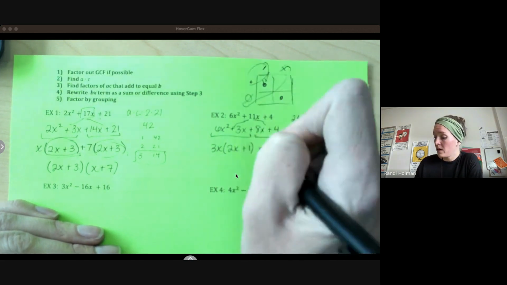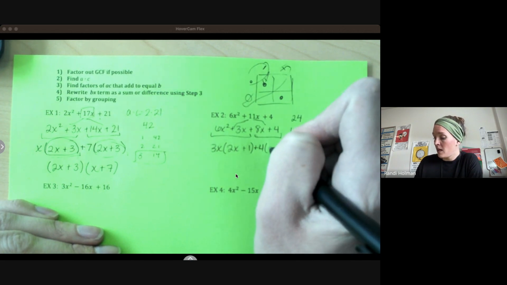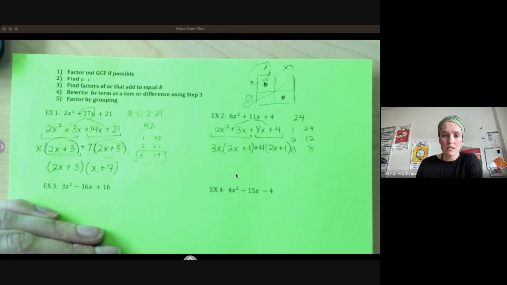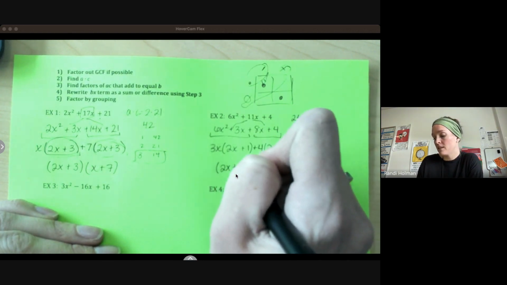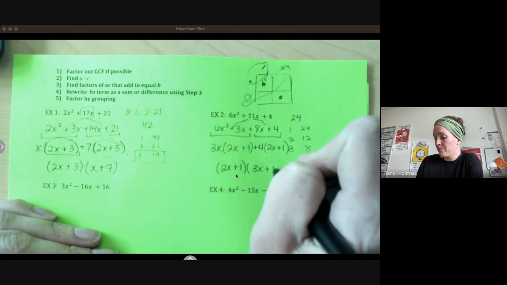Greatest common factor here is 4. Don't forget that plus. This is a separate term. And then we have 2x plus 1. Really, we want those two things to match. So once they do, then we can factor out the 2x plus 1 itself. And we're left with 3x plus 4.